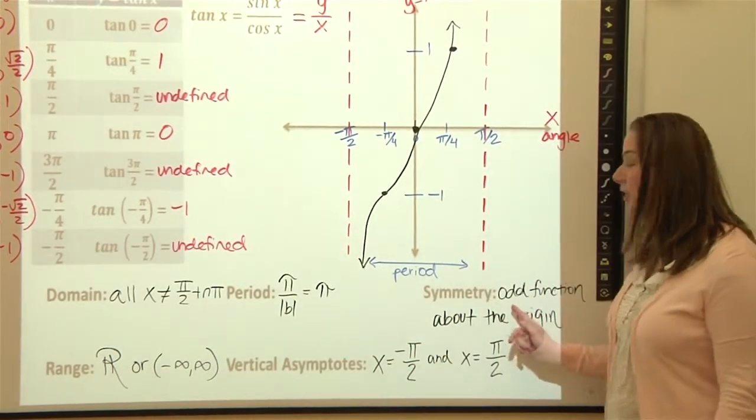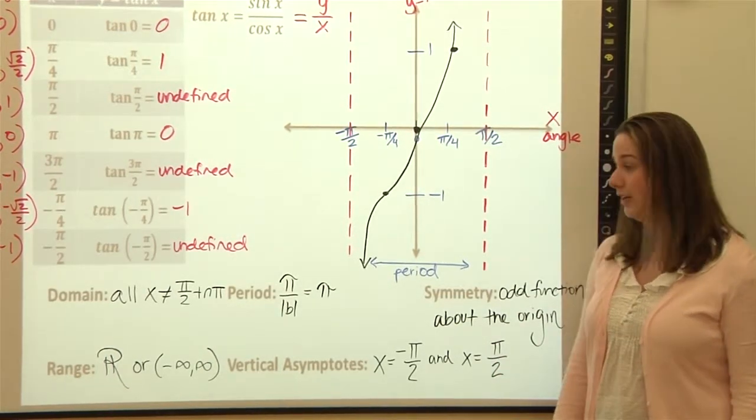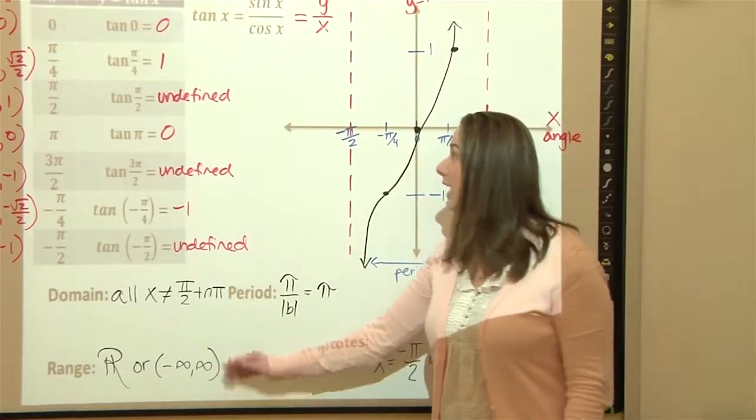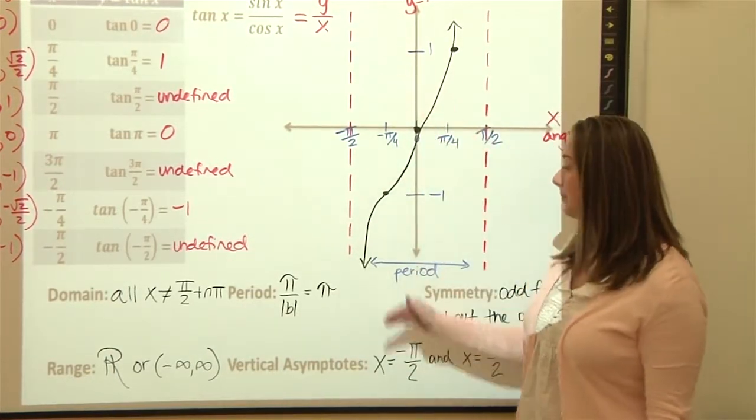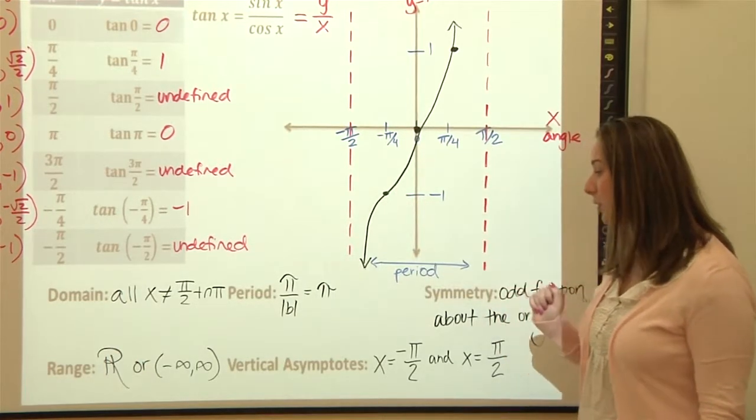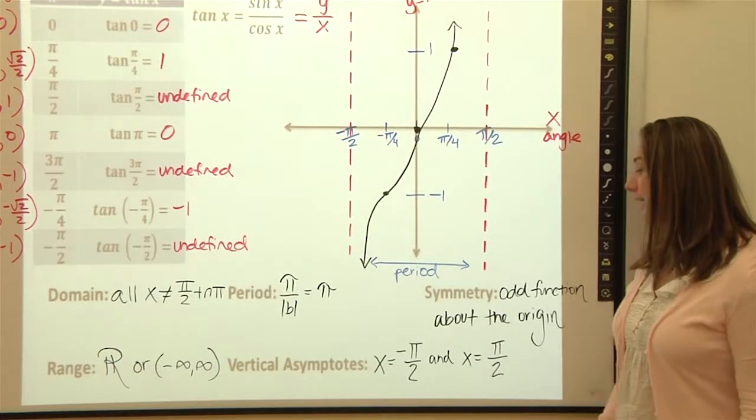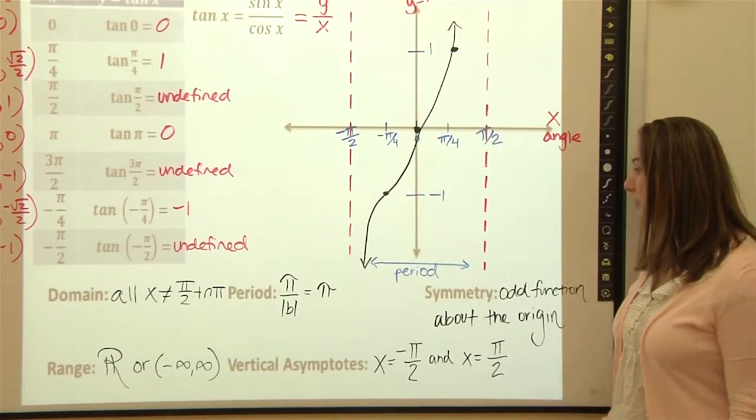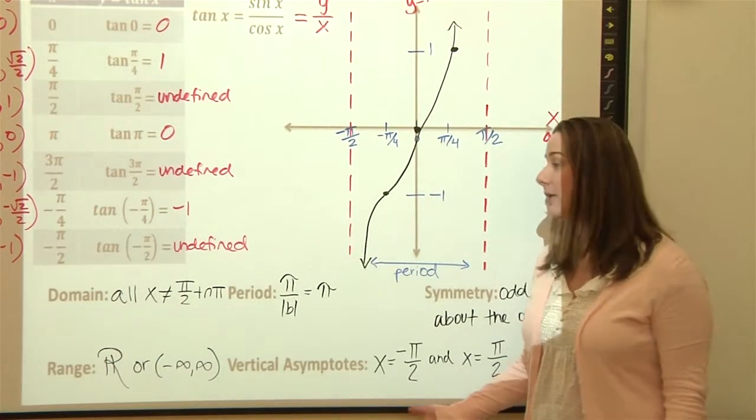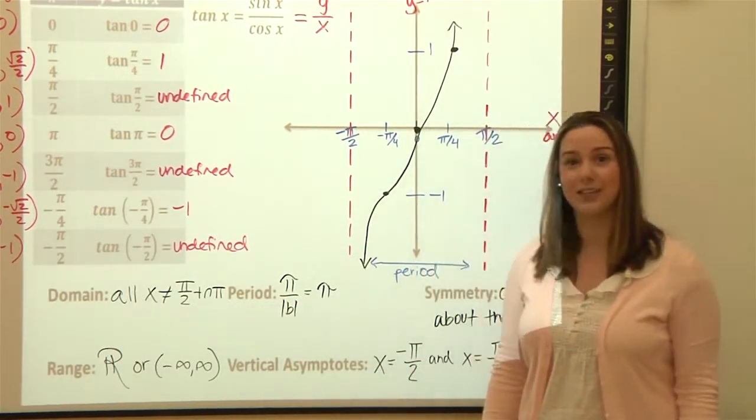Our symmetry, it's an odd function, which is going to mean it's symmetric about the origin. Our range is all reals, because we're going to infinity in both directions, approaching both asymptotes. And our vertical asymptotes are going to occur at x equals negative pi over 2 and x equals pi over 2, or we can think about this as pi over 2 plus n pi, where n is an integer.